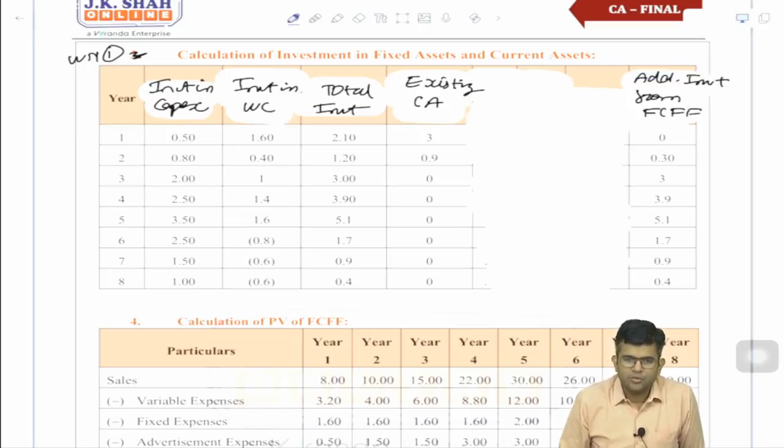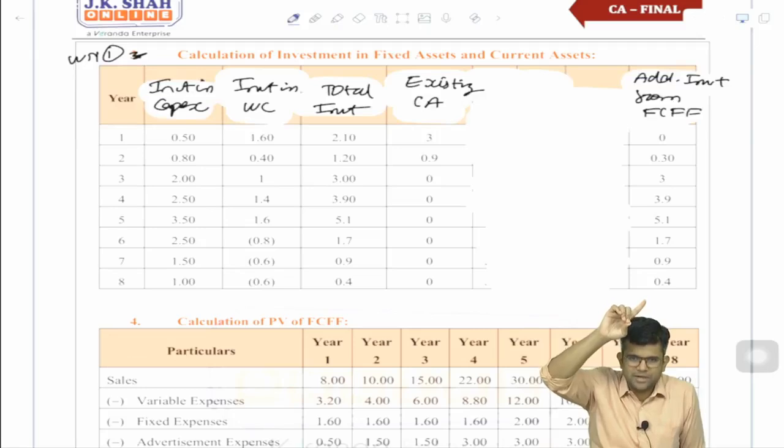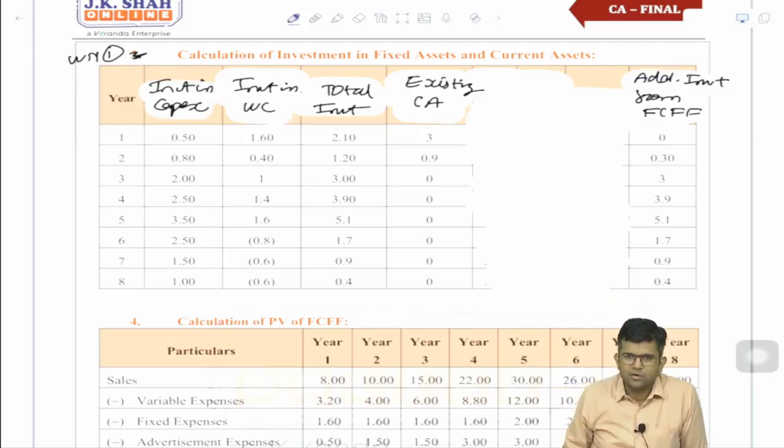Everybody clear? So please take that last column and put it in the row upstairs. I hope you're understanding. Put it in the row upstairs and get FCFF for 8 years.